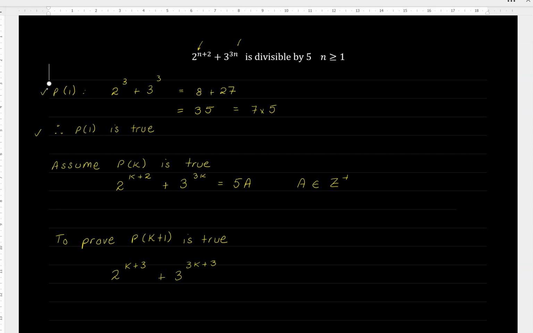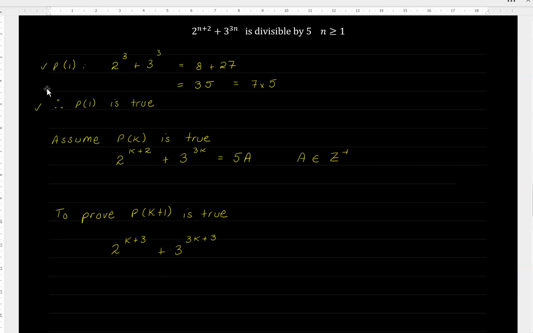We're now going to assume that pk is true. So once again, we come back here and wherever n is, we replace it with k. And because we're assuming it's true, that means we say it equals 5 times some sort of integer. So do make sure that you're actually saying that is the case.